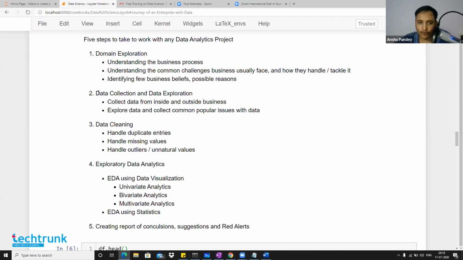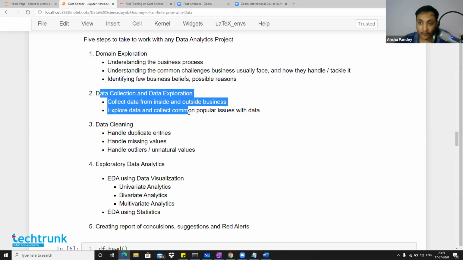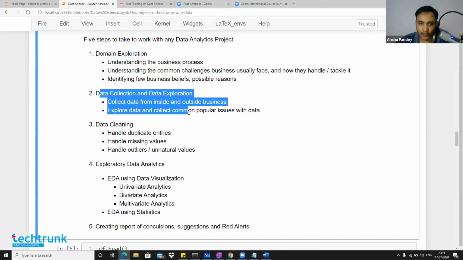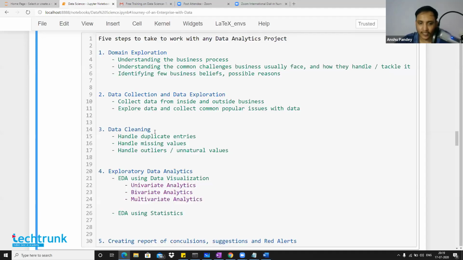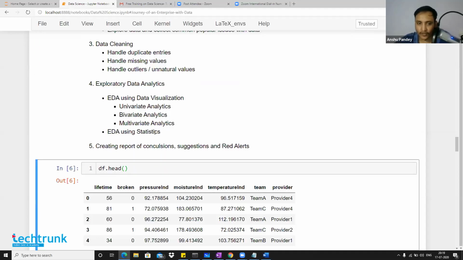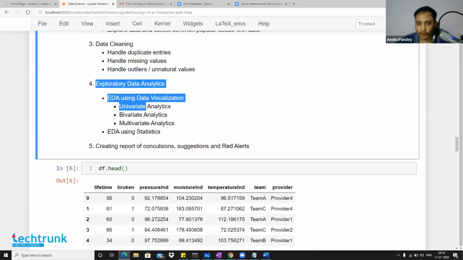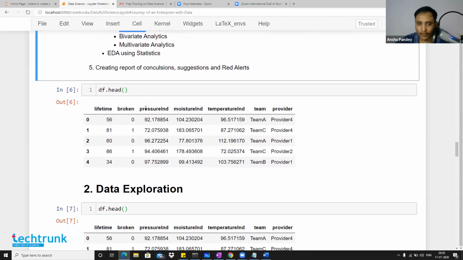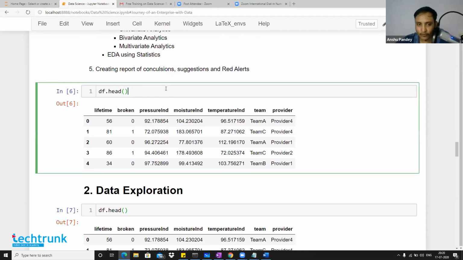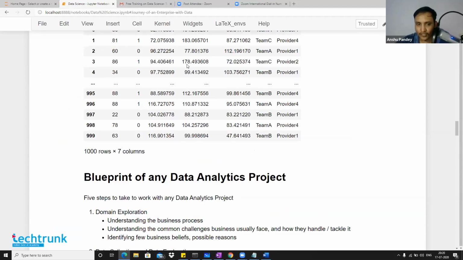Then second step, you want to work on data collection inside the business and sometimes outside the business as well. And you'd want to explore data, identify some common challenges with data. Third step is data cleaning, which is where you would want to handle the duplicate entries, handle missing values or outliers as well. And the fourth step is where you actually perform the real analytics, which is what we're going to be starting up today.